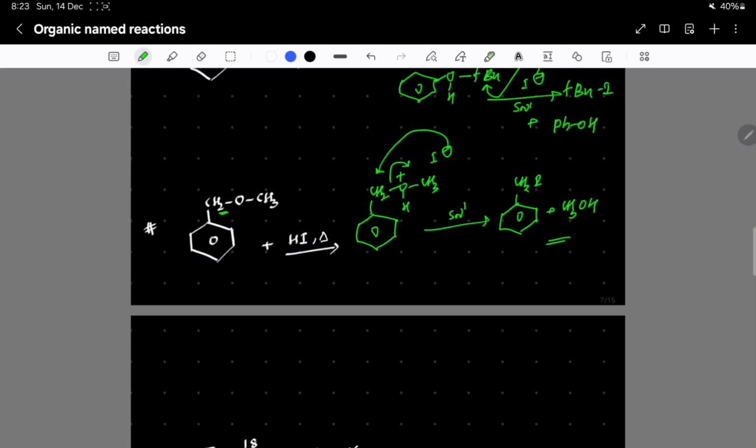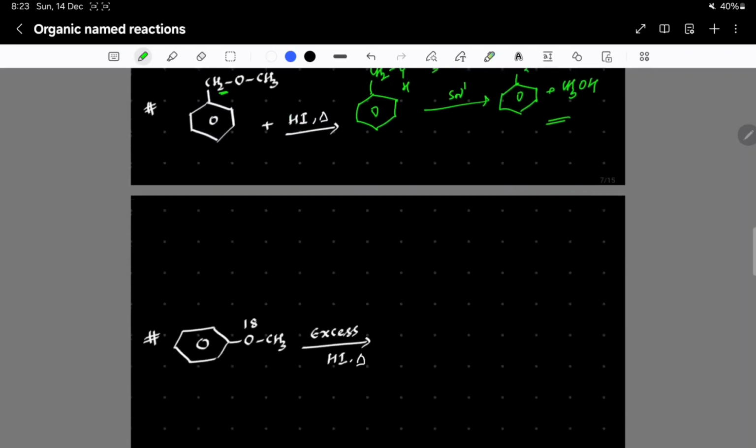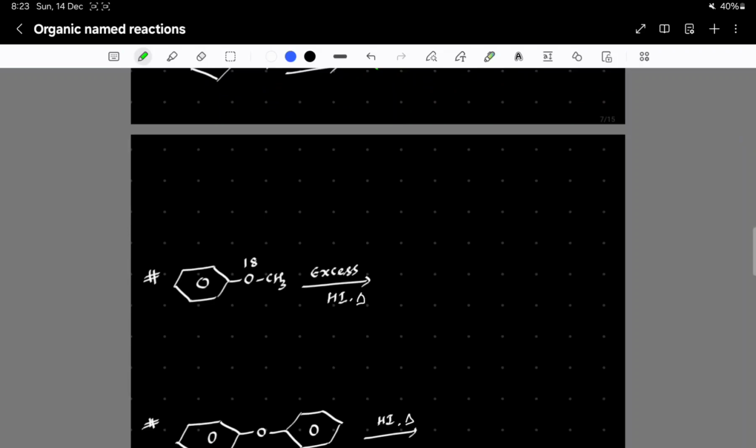But the majority will be SN1, students, since SN1 is the most preferred at the benzylic position, right? Next, look at this: O18 is given, so this is anisole, right? The question is whether the O18 will be present on the phenol side or the alcohol side. First we will do the reaction.